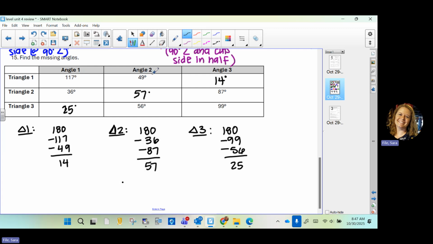Now, are any of the angles the same? No. So we know all the sides will be different lengths because all the angles are different. So it's going to be scalene. So this is an obtuse scalene.